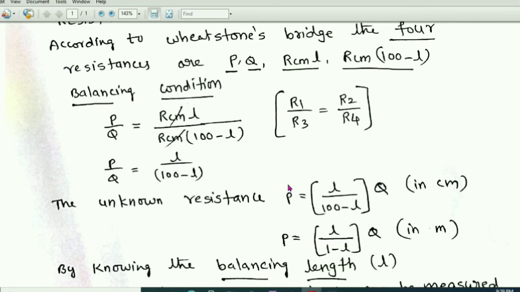This formula is used to find the unknown resistance when the length is in centimeters, because 100 centimeter is 1 meter. If you want the formula in meters, then it can be taken as L by 1 minus L. In place of the 100, it is 1, because 1 meter is 100 centimeter. This is the formula to find the unknown resistance in meters.